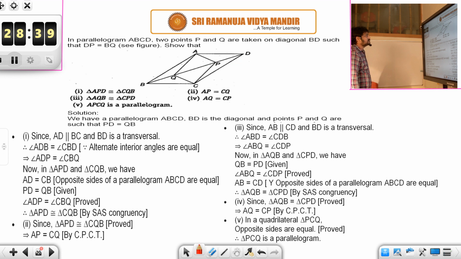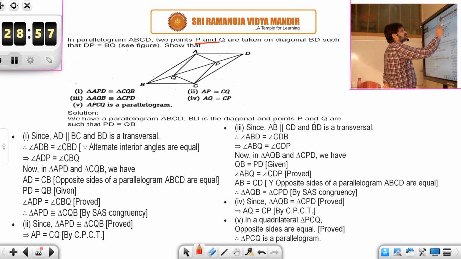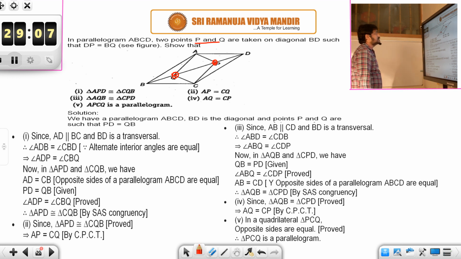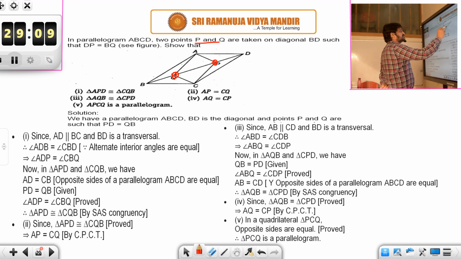Again, this is a very, very interesting question. Okay, it looks tedious, but this is again a simple one. Here, you are given a parallelogram ABCD such that 2 points P and Q are taken on the diagonal BD such that DP is equal to BQ. That is, at an equal distance from both the ends, you will be picking P and Q.